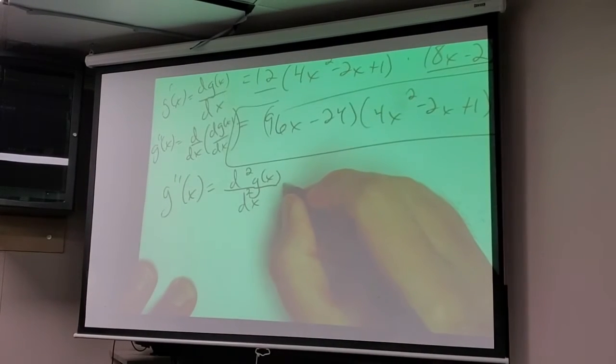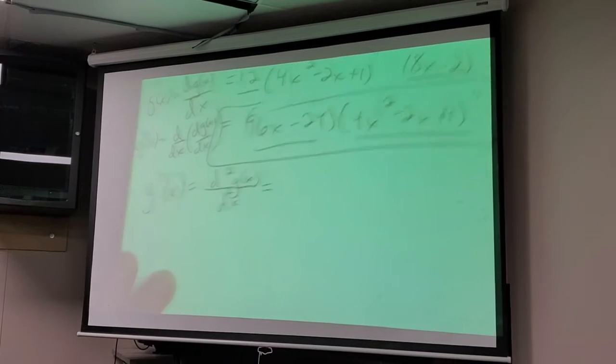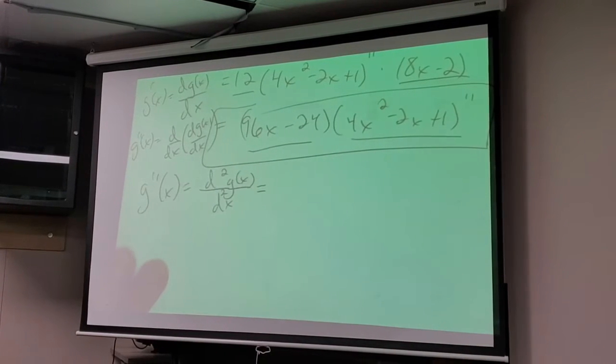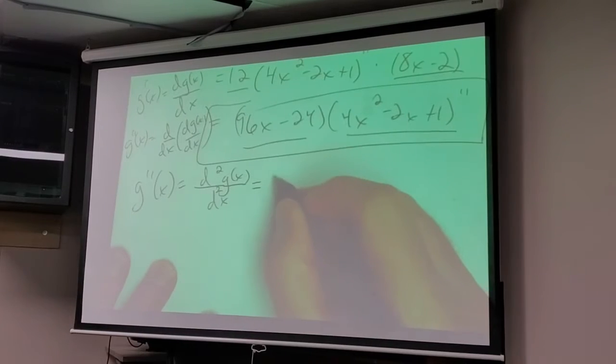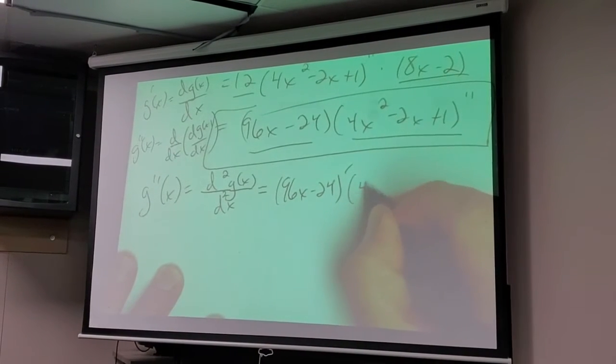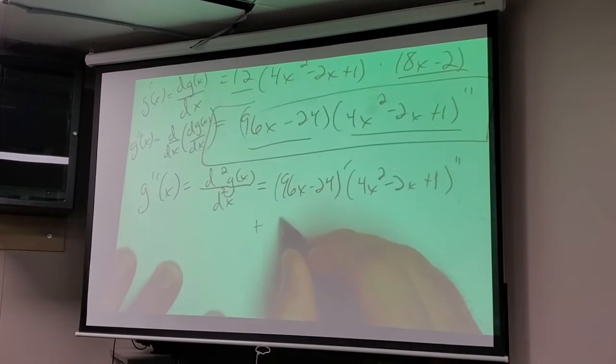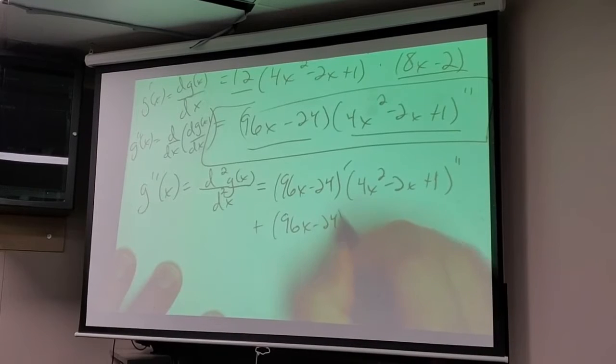And then you can go triple prime and all that kind of stuff. Okay, now, what's the rule for product rule? How do I do product rule? Yeah, so it'll be the derivative of this times this. Of course, I have no room for this. Plus this times the derivative of this.